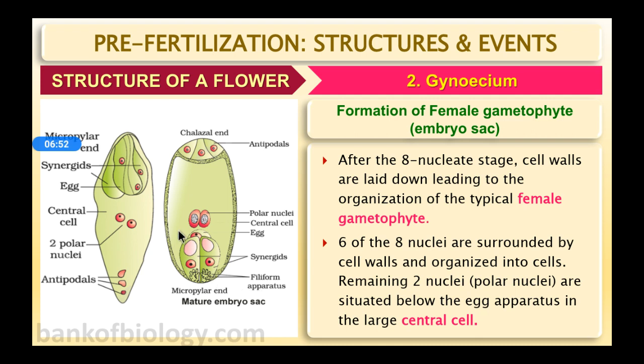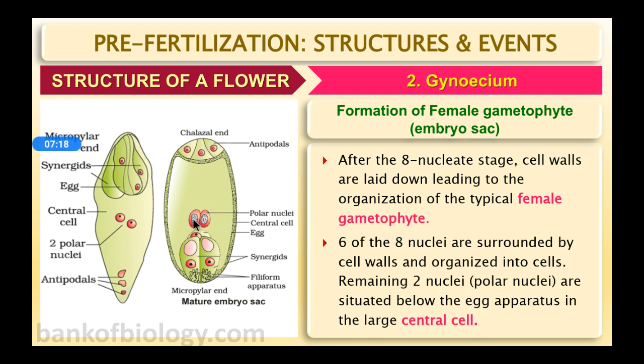Next we will discuss the opposite side, that is the chalazal end, and you can see the antipodals. There are three cells at the basal end of the ovule. They also do not play much role in fertilization, and they are located at the chalazal end.